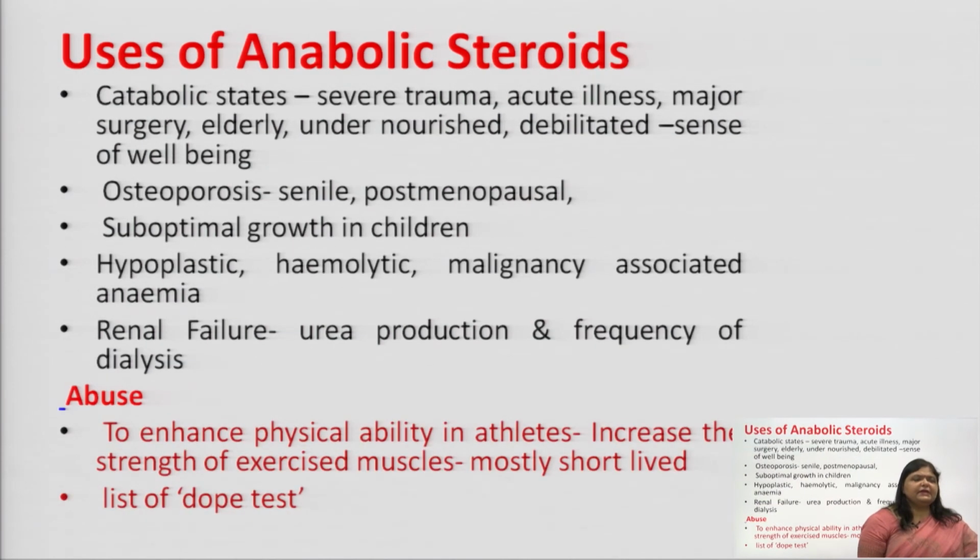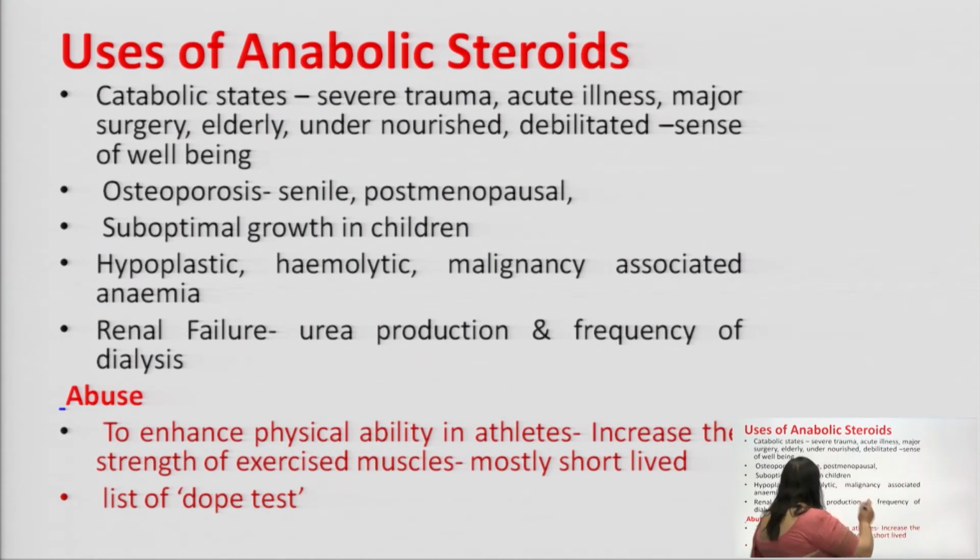Now, where are these anabolic steroids used? Since they have more anabolic action and less androgenic action, they are used in catabolic states. Catabolic states means states where there is excessive breakdown. It can be used in trauma, in certain cases of acute illness, in cases of major surgery, in which case the persons are highly undernourished, or in certain cases where there is a debilitated sense of well-being.